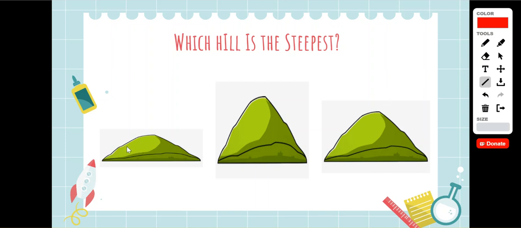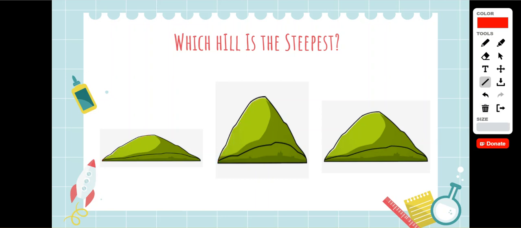the steepest. If I look at this one in the middle, I can see that going from the bottom to the top would be a pretty tough climb. It's very steep. Whereas this really short one, going from the bottom to the top, would be less steep. Okay, so it's how far up you have to climb as you're traveling across.